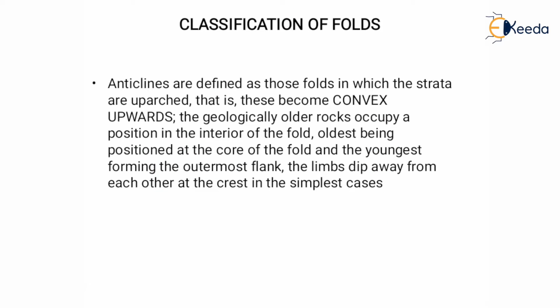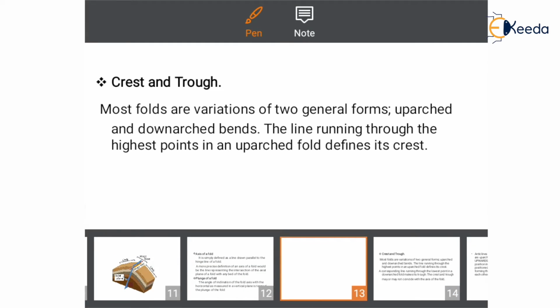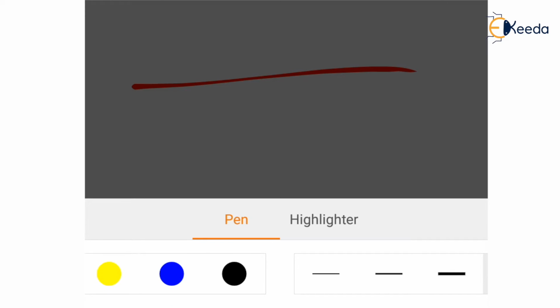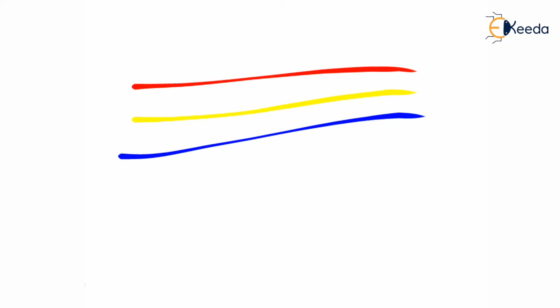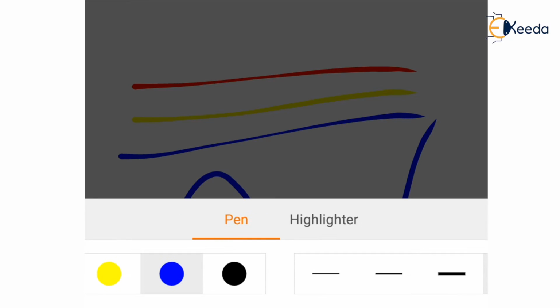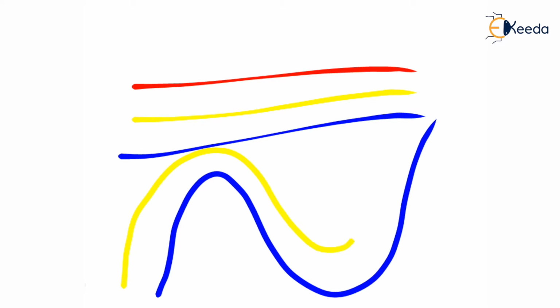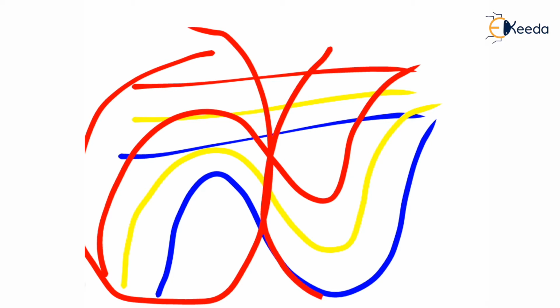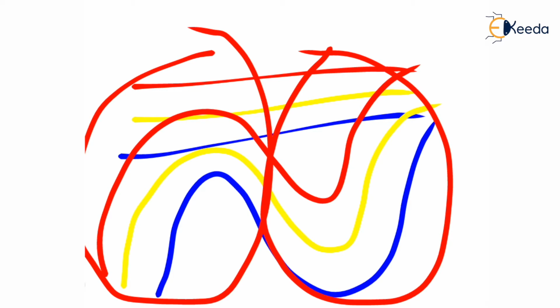See, then classification of the fold, and the first type of fold is anticline and syncline. See here, horizontal layers. See here properly, this is one layer, this is the second layer, this is the third layer. All these layers get compressed and folded structures are developed. So anticline and syncline structures are developed. This rock is called an anticline and this rock shows the syncline structure.